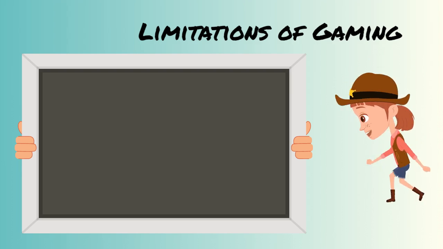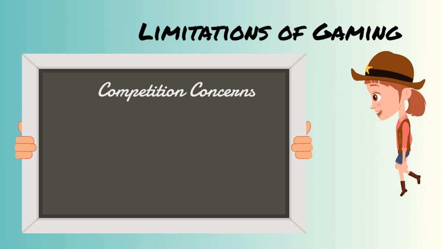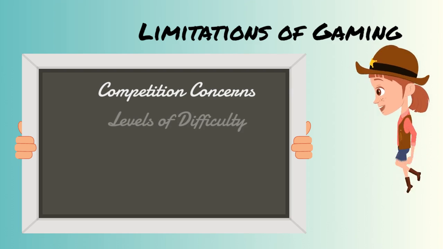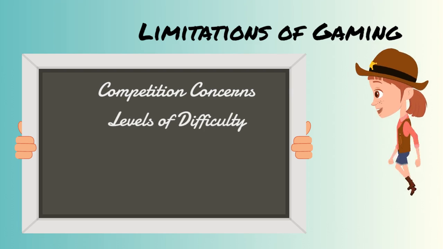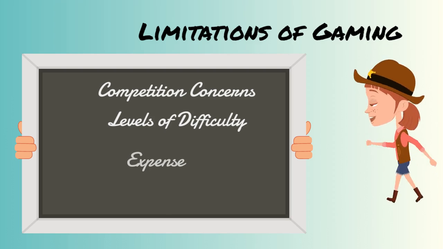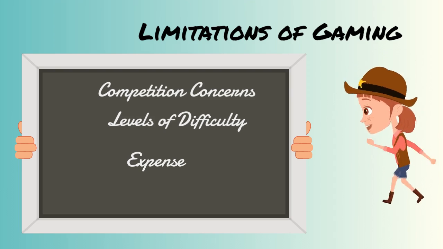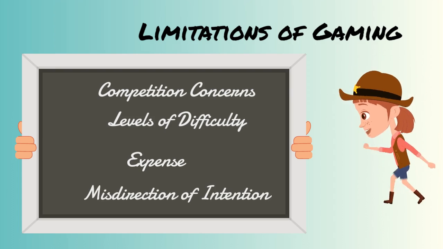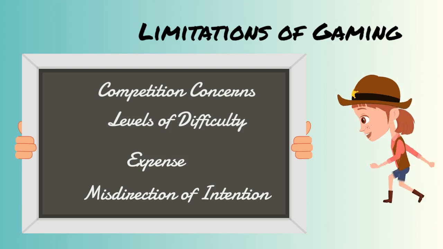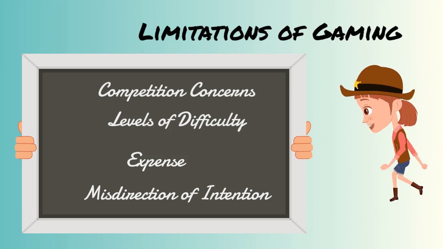Limitations of gaming. Competition concerns. Because of the orientation to winning, games can become too competitive unless caution is used. Levels of difficulty. Less able students may find the game structure too fast or difficult. Provide alternate games to match students' ability levels. Expense. Games, such as computer games, can be expensive to purchase. Often, a similar game is available for free on the web. Misdirection of intention. The learning outcomes may be lost because of the interest in winning rather than learning. Make sure to clearly state learning objectives before students use the game.